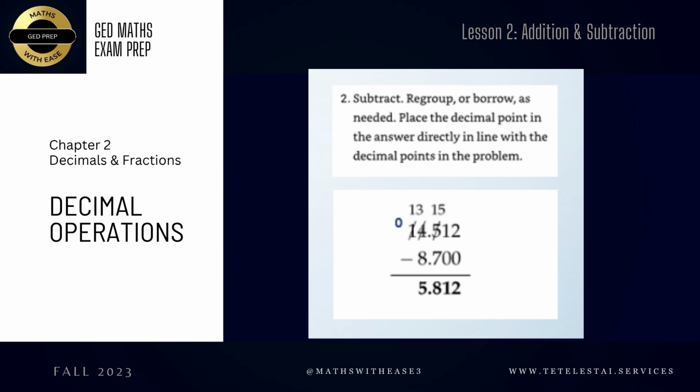3 is less than 8. So we need to borrow a 1 from the tens column. Since we only have 1, we put a line through it, write down 0. And now we have 13. 13 minus 8 is 5. And since we have 0 in the hundreds column, we've completed the task and we have our solution, 14.512 minus 8.7 equals 5.812.